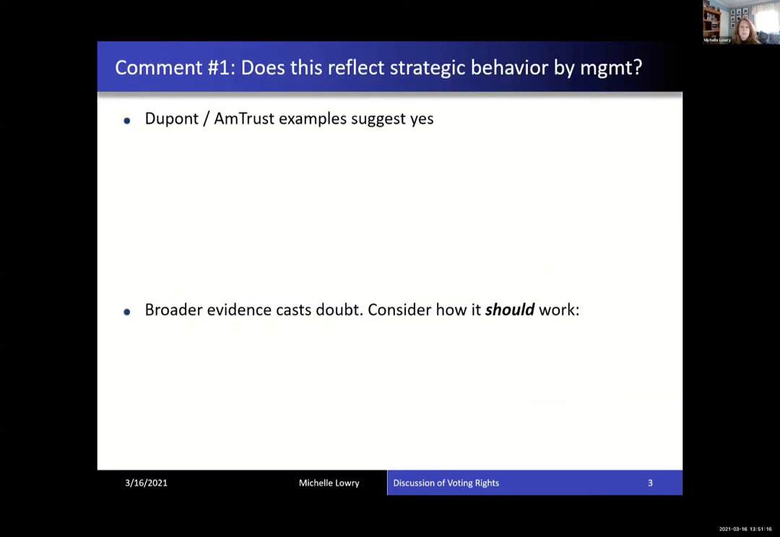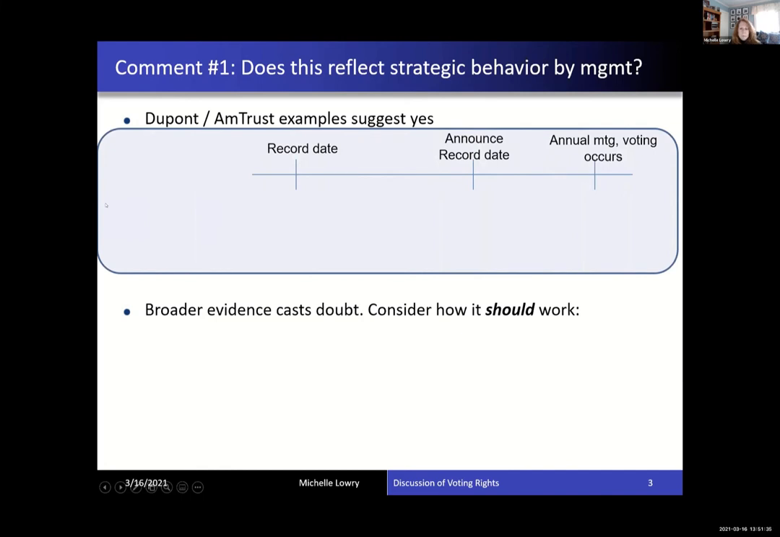Okay, so my comment number one is, does this reflect strategic behavior by management? On the one hand, the authors start out the paper and motivate it with these DuPont and AmTrust examples, and these examples really seem to suggest that it does in fact reflect strategic behavior. If you think about a timeline, this is the timeline in both these examples. The record date happens, but it's not announced until after the fact. And then sometime after that, we have the annual meeting where voting occurs.